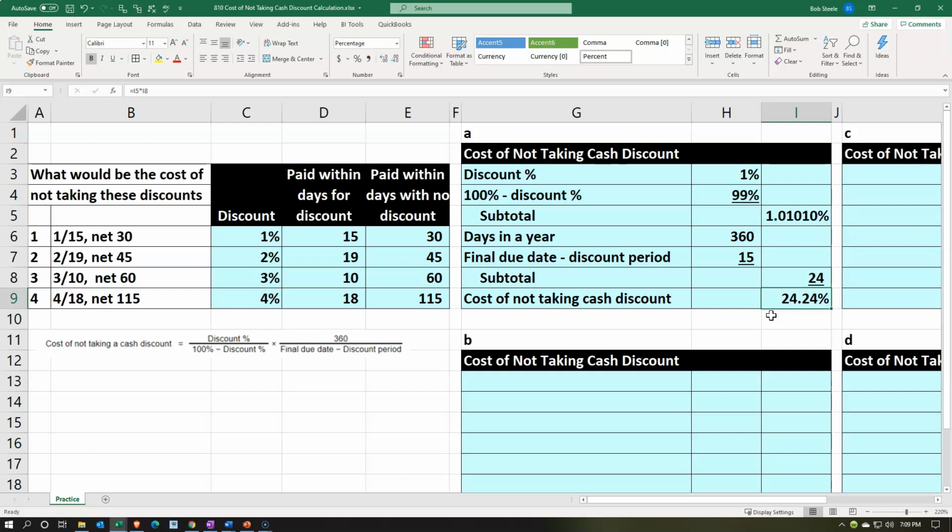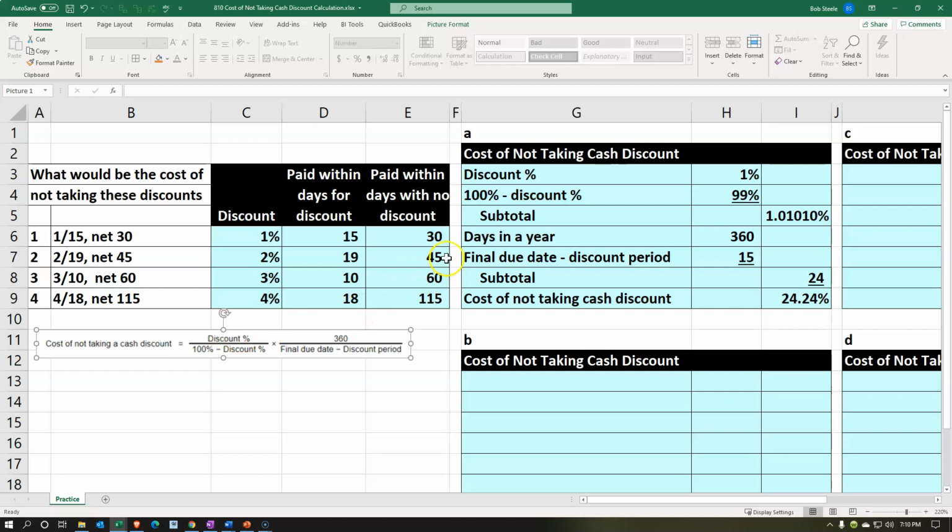Here we're going to practice this calculation a few more times. So now we're on the second one. So we have 219 net 45, 2% discount if you pay within 19 days. Otherwise, you got to pay within 45 days. We're going to do the same calculation up top, and we're going to use this same formula. So same kind of thing.